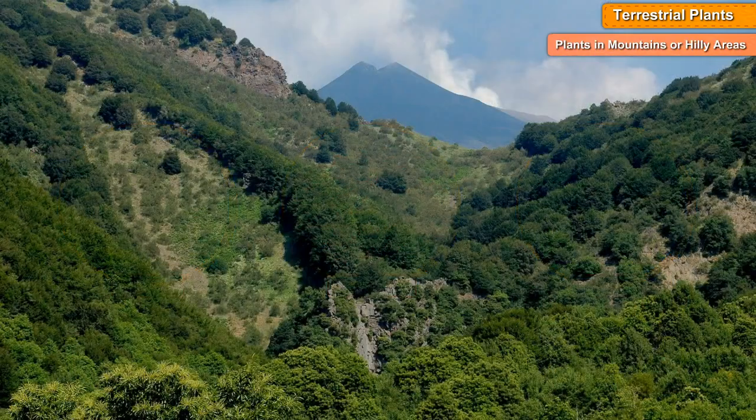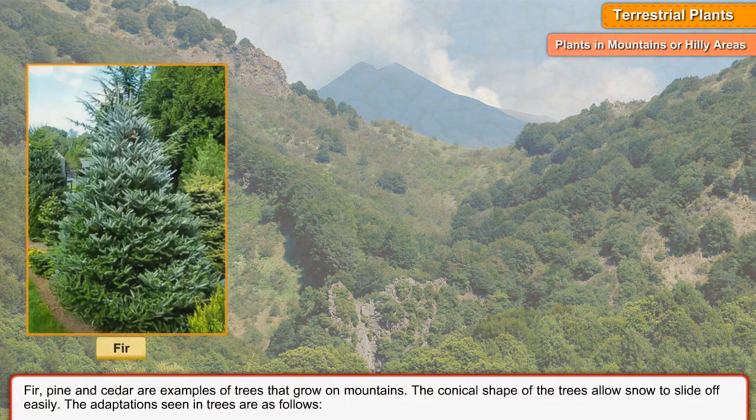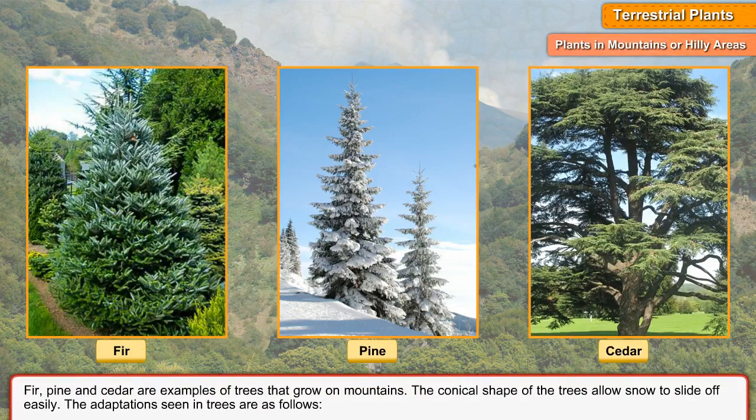Plants in mountains or hilly areas. The climate is generally cold in mountains. There is snowfall in many areas. Fir, pine, and cedar are examples of trees that grow on mountains. The conical shape of the trees allows snow to slide off easily.